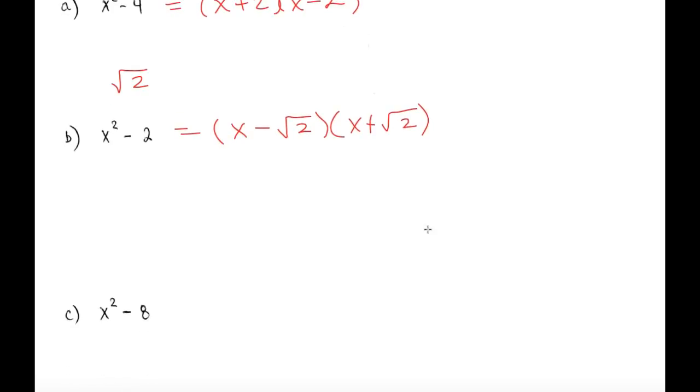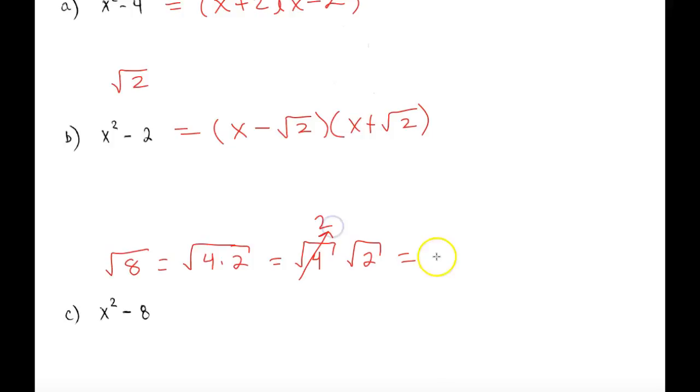For the next example, we know if we do square root of 8, that could be broken down to square root of 4 times 2. And per our nth root rules, we can say this is square root of 4 times square root of 2. And square root of 4 is just 2. So that simplifies to 2 square root of 2. So here, when we factor this, this will be x plus 2 square root of 2 times x minus 2 square root of 2. Okay.